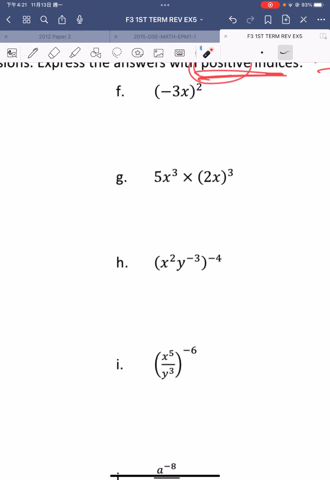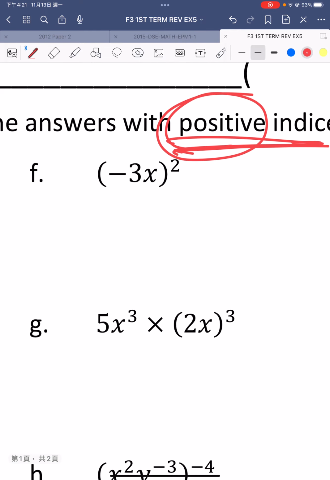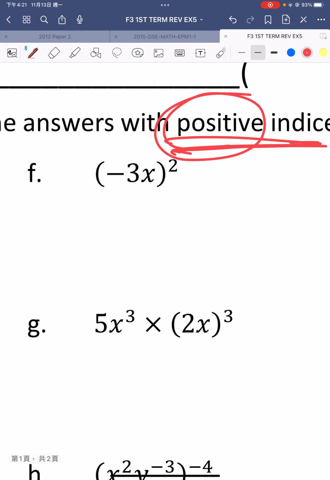Now we're going to do question F. For this one, again, if you have a squared, it's not only applied to the variables, it's applied to all of the things together. So now we can say this is equal to negative 3 squared. Remember, something negative squared means you apply the square to the bracket first.